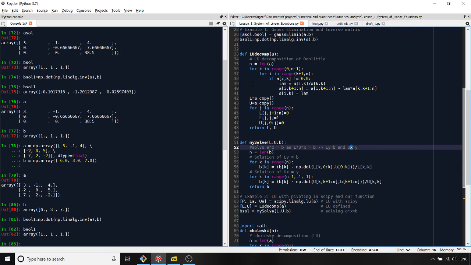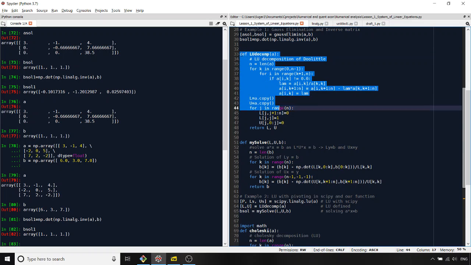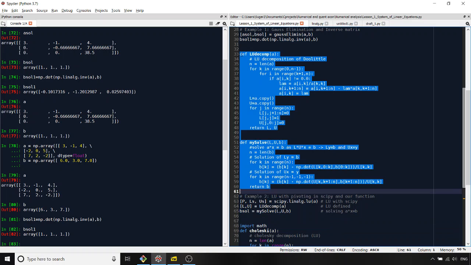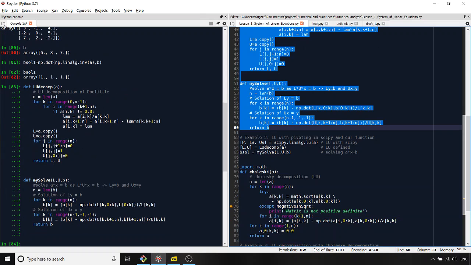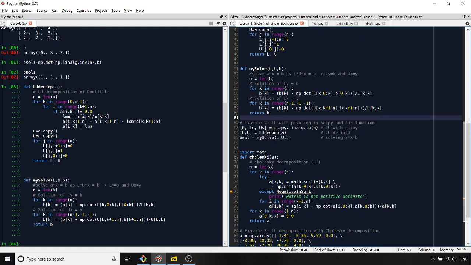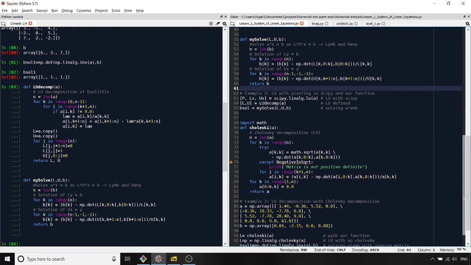So let's define these two functions and see how they work. Our example 2 will be about lower and upper triangular decomposition, in two little ways.